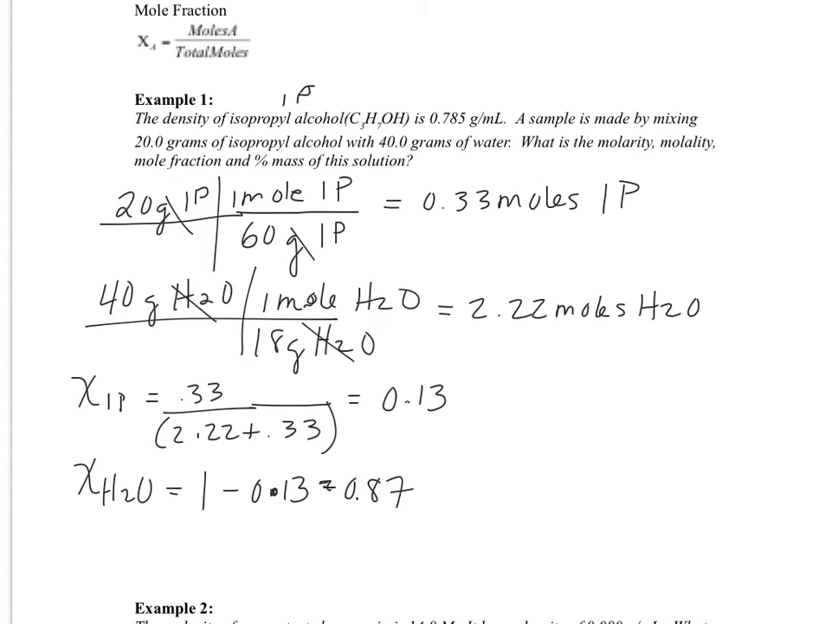All right, so now we need percent. We can do percent next. That's pretty easy. So percent is going to be part over whole times 100. So the percent of IP, that's 20 grams of IP over the total, which is 20 plus 40, which is 60, times 100. And that's going to give me a percent of 33%. Okay, so we have molality and molarity left. So I'm going to squeeze in molality over here at the bottom.